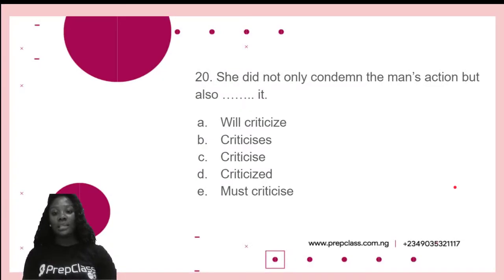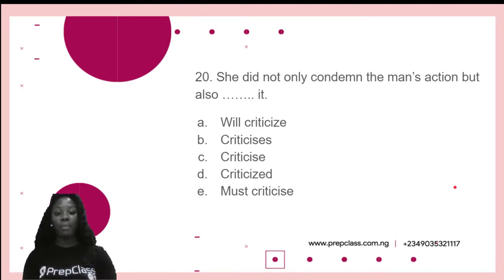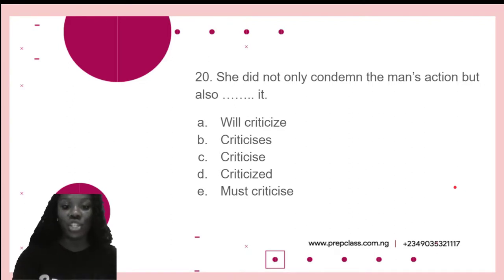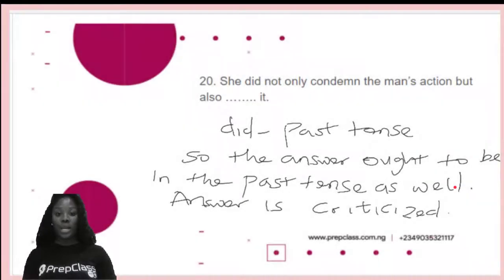And then the 20th question: she did not only condemn the man's action, but also dash it. Okay, so what should be in the blank space? Now we have our options: A, will criticize; B, criticizes; C, criticize; D, criticized; and E, must criticize. So which is it? Now remember that the auxiliary verb has to agree with the main verb in the sentence.